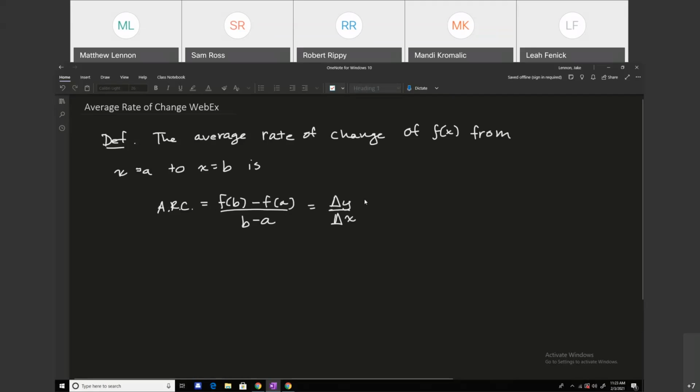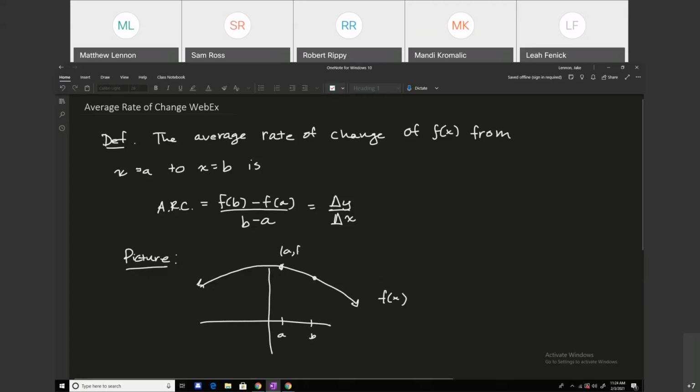The only reason it's a little bit different is normally your function is going to have a formula that you're going to plug things into. So you have some picture where you might have some function doing something. Maybe it's something like this, and this is giving the slope. This point has coordinates a, comma, f of a, and this point has coordinates b, comma, f of b.